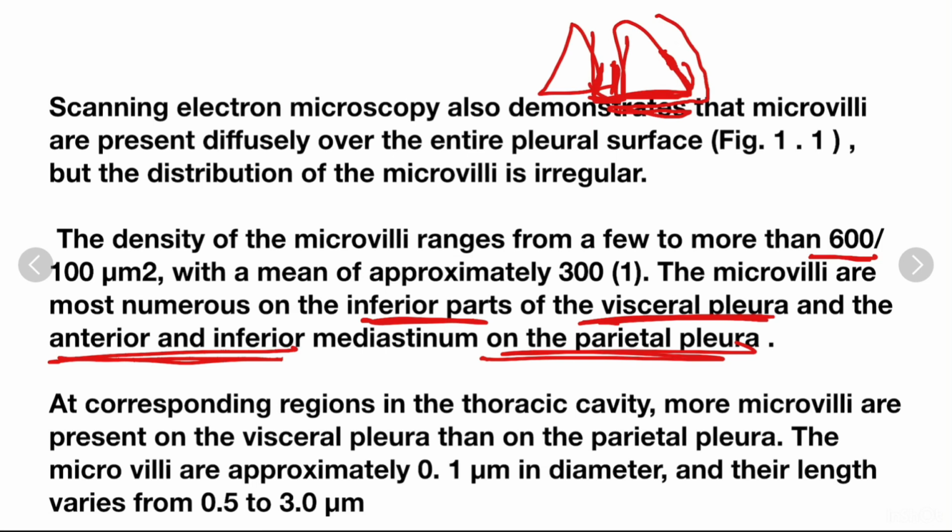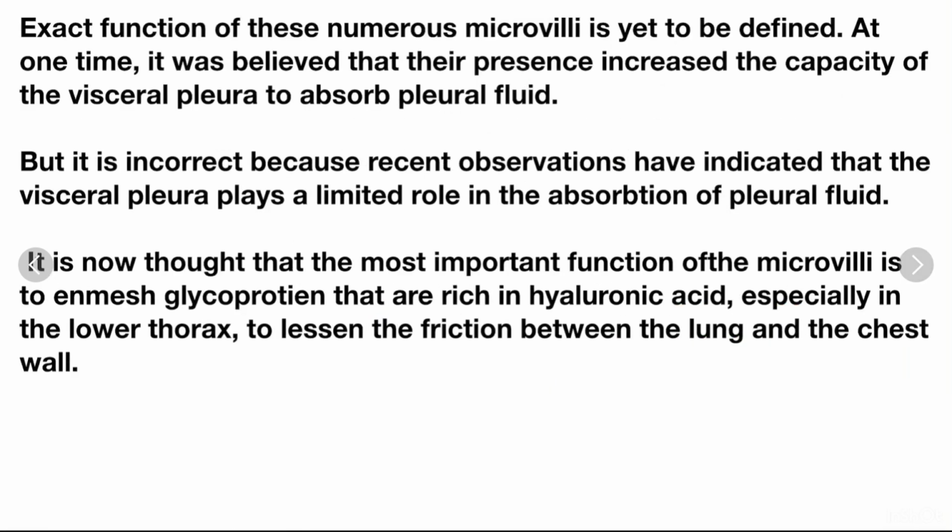At corresponding regions in the thoracic cavity, more microvilli are present on the visceral pleura, the visceral pleura having more than the parietal pleura. The microvilli are approximately 0.1 micrometer in diameter, and their length varies from 0.5 to 3 micrometer. Then they are telling the exact function of these numerous microvilli is yet to be defined. It is not known.